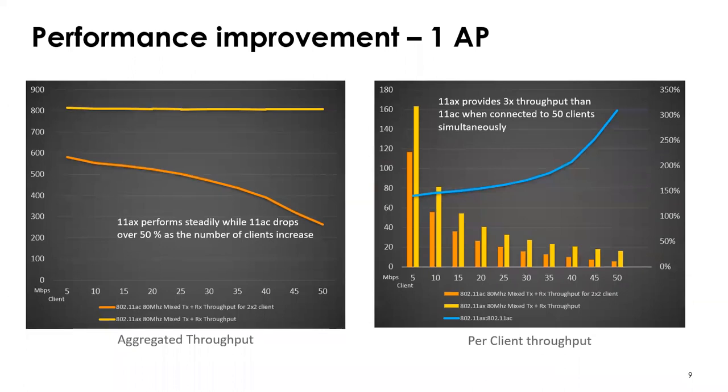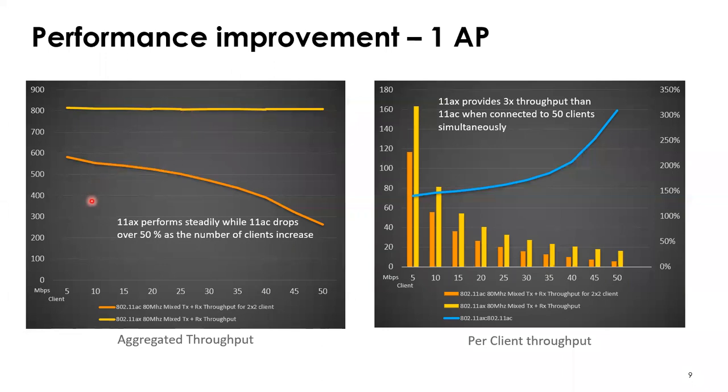So if we look here at performance differences, in this situation we're comparing 11AC to 11AX, 2x2 clients. And what you see is 11AX has pretty stable aggregated throughput, no matter how many clients you add. So 5 clients, 10 clients, et cetera, across the bottom here, and this is your aggregated throughput. So you see, as you add more and more devices, the aggregated throughput stays the same.